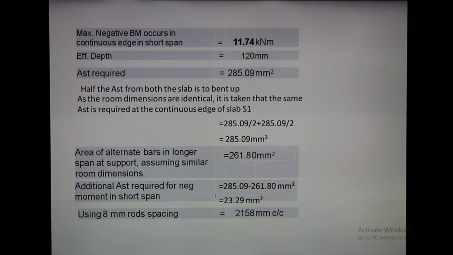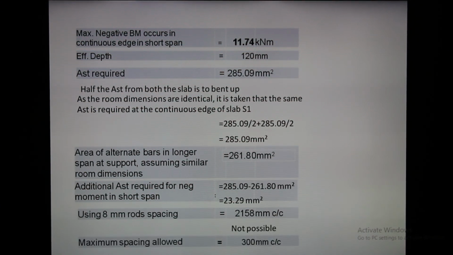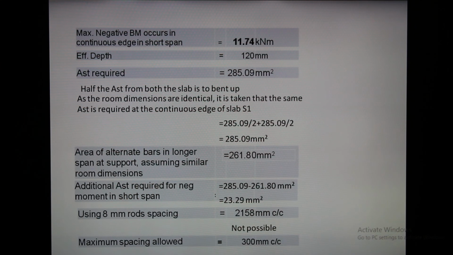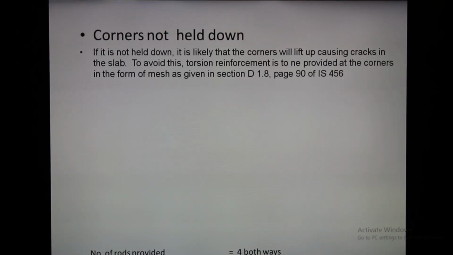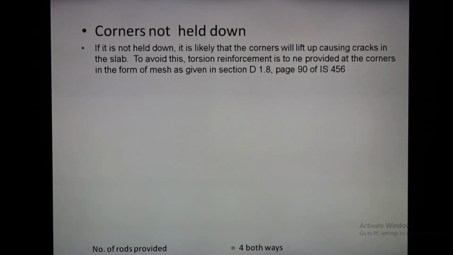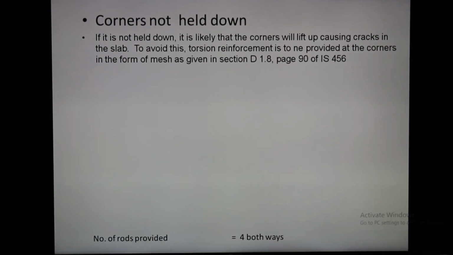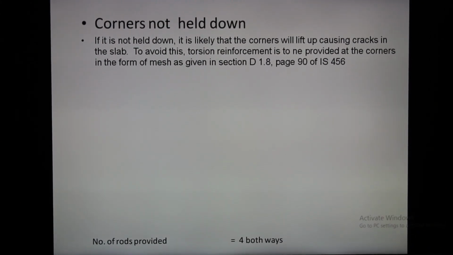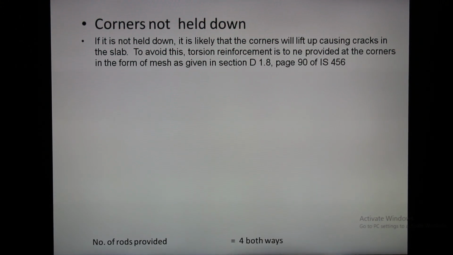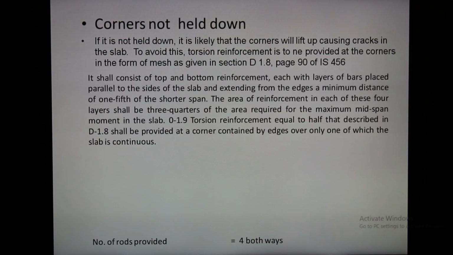Using 8 mm rods, spacing works out to 2156 mm center to center. It is not possible. So we have to use the minimum reinforcement, minimum spacing condition of 300 mm center to center. Corners not held down: if it is not held down, it is likely that the corners will lift up, causing cracks in the slab. So to avoid this, torsional reinforcement is to be provided, for which we have to refer to D1.8, page 90 of IS 456. What does it say?